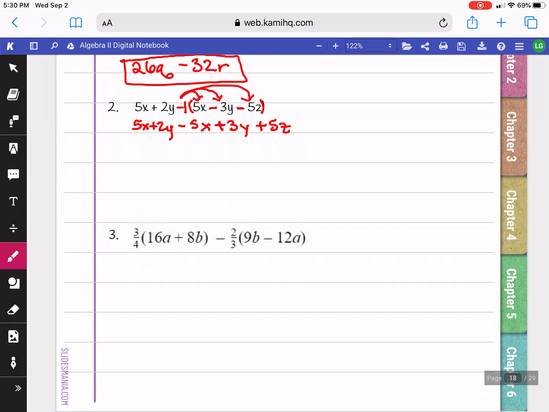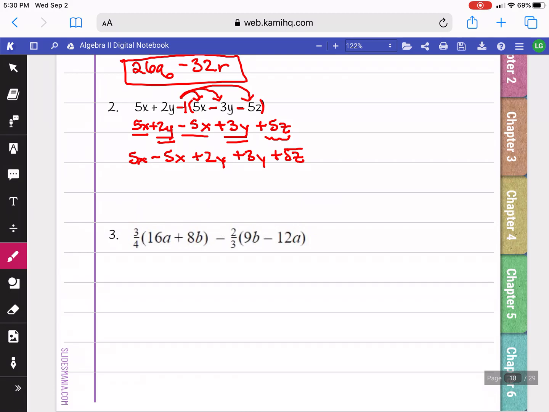I'm going to move stuff around so that like terms are next to each other. So I start with my 5x. I can move this negative 5x next to it. Next, I have my 2y. I would want to put my 3y next to that. And the 5z goes by itself at the end.